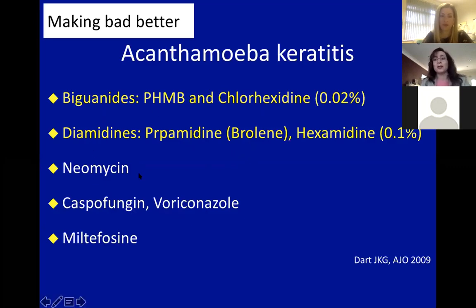People have used neomycin, but remember neomycin is quite toxic to the epithelium, and you might end up with a non-healing epithelial defect, and you think that's because of the acanthamoeba, where actually it is because of the toxicity of the neomycin. Voriconazole has also been used. I don't have much experience with some of the anti-cancer drugs that have been recommended, especially if the disease is systemic.